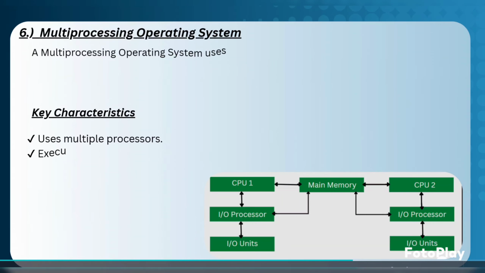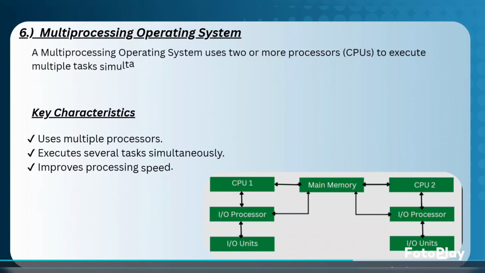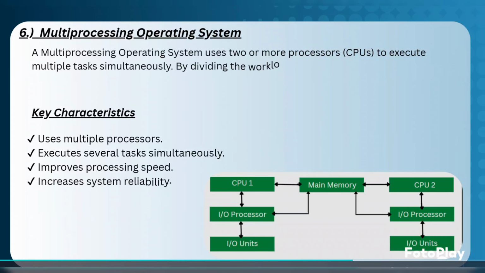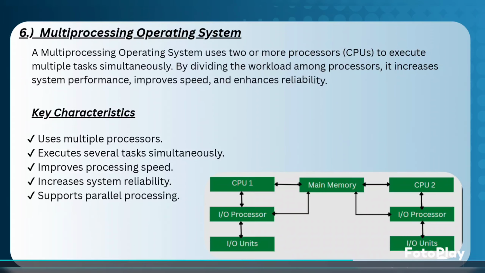Now, our next topic is multiprocessing operating system. This operating system uses two or more processors, also called CPUs, to perform multiple tasks at the same time. Instead of depending on a single processor, the workload is divided among multiple processors. Let us understand with a simple example.